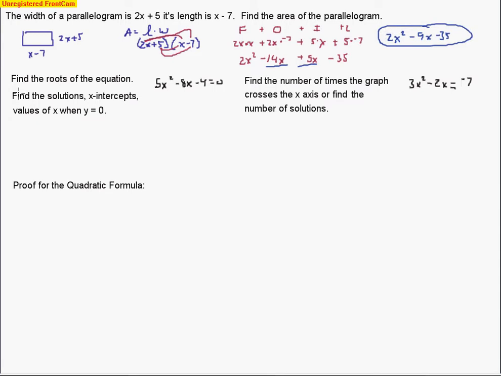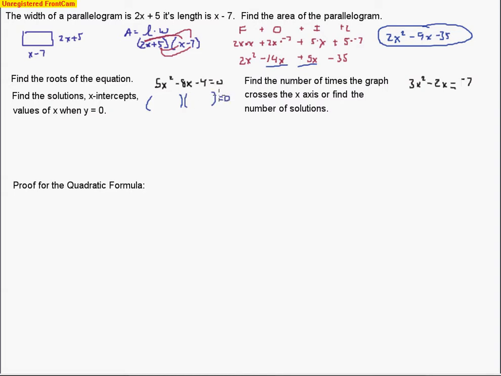Well, looking at the next one, it says find the roots of the equation. Well, they could also say find the solutions, the x-intercepts, the values of x when y is 0, or find the zeros themselves. And so whenever I solve one of these, basically I'm trying to find out what, again, the x-intercepts are. I'm going to try to factor first, because factoring is always the fastest method.